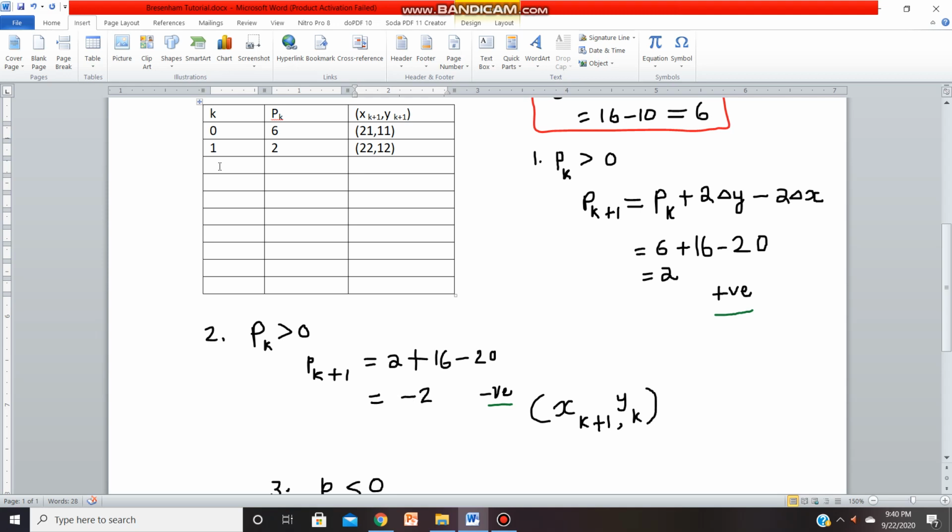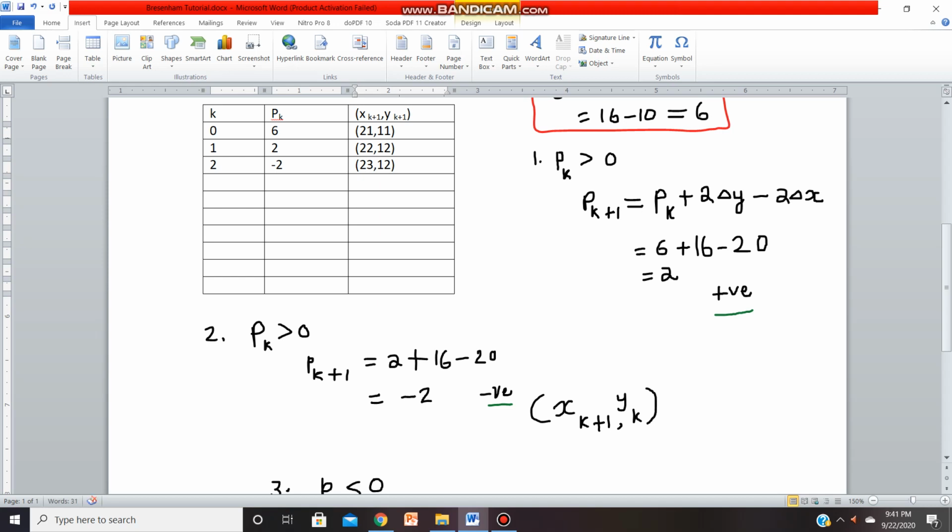So P2 value is minus 2. When the Pk value is negative, the next pixel to be chosen is xk plus 1, yk. So what will be the next pixel position? It will be (23, 12).